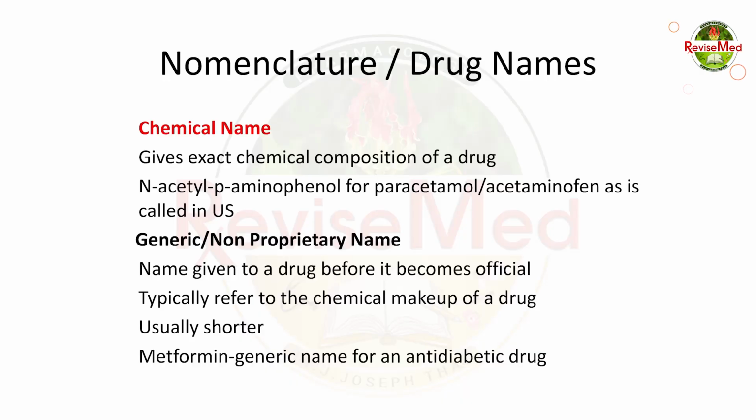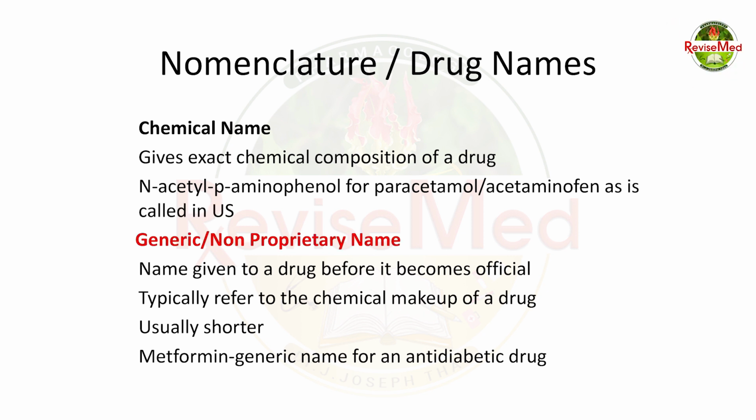Now we will see different names of a drug. We will see first chemical name. Chemical name gives exact chemical composition of a drug. For instance, N-acetyl para-aminophenol is the chemical name of paracetamol, which is called acetaminophen in US.